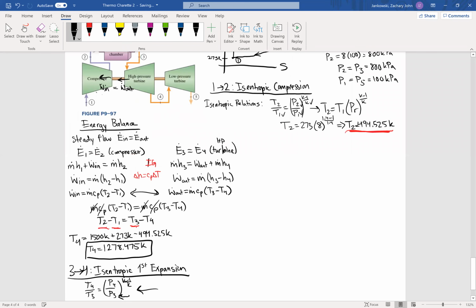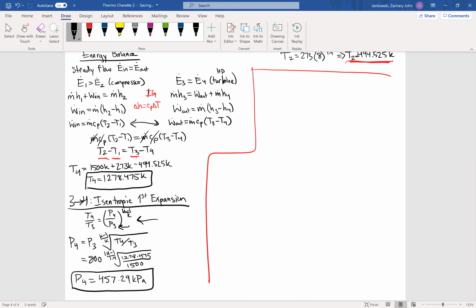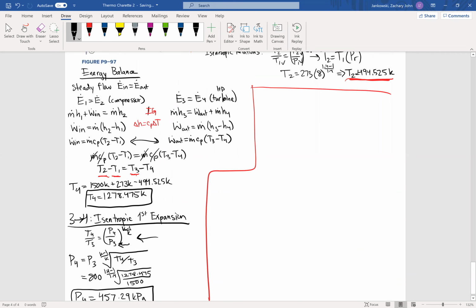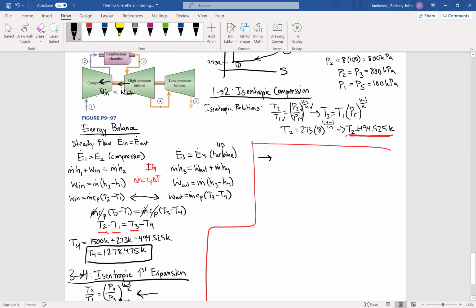So now we're just going to divide this up. We're going to come back to the top over here, and we're going to continue through our stage process from our 4 to 5. And we're going to note that this is, once again, an isentropic process, but this time it's our second expansion through our low pressure turbine.